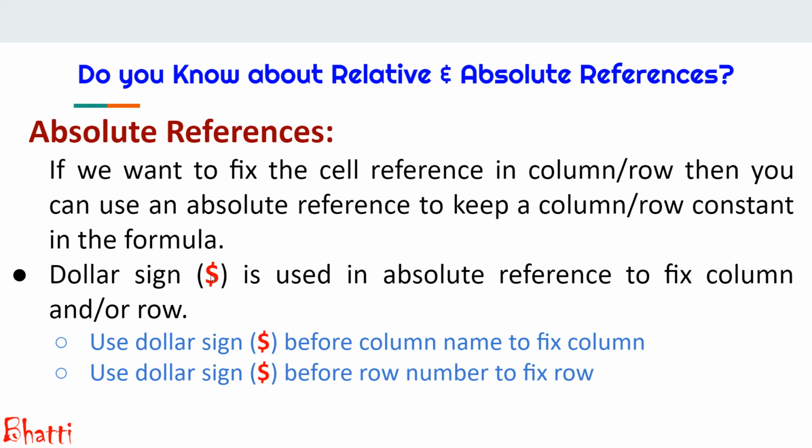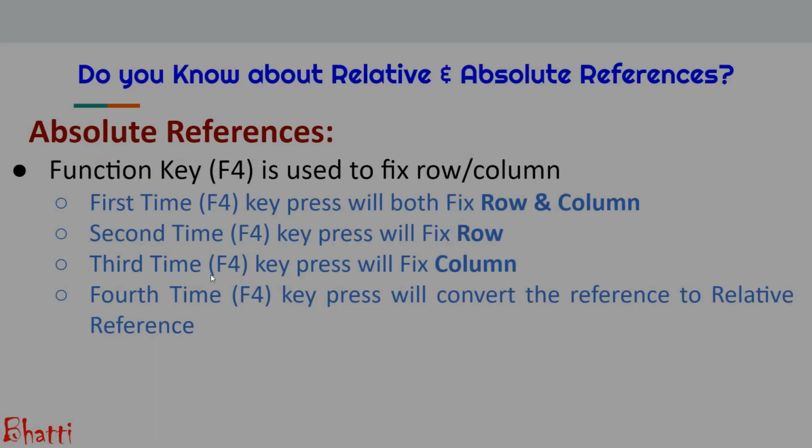So the trick is: if the dollar sign is before the column, the column is fixed, it will not change, and if the dollar sign is before the row number, the row number will be fixed, it will not change, whether we are copying from column to column or from row to another row. Let us see the same example.